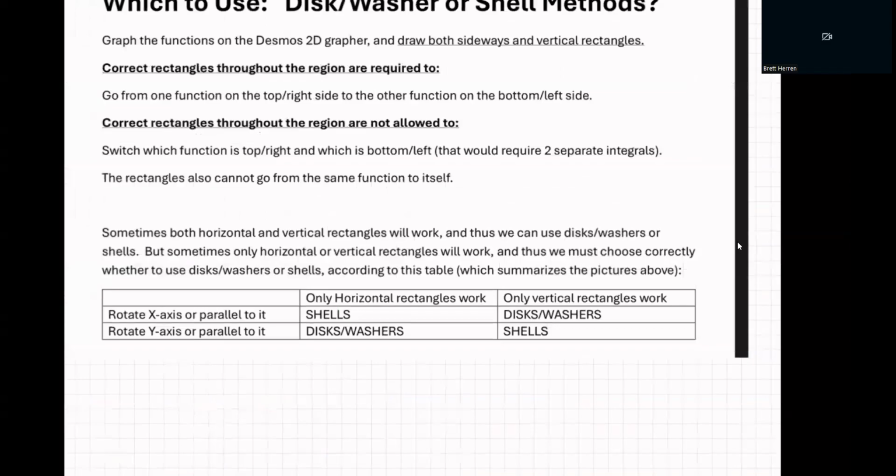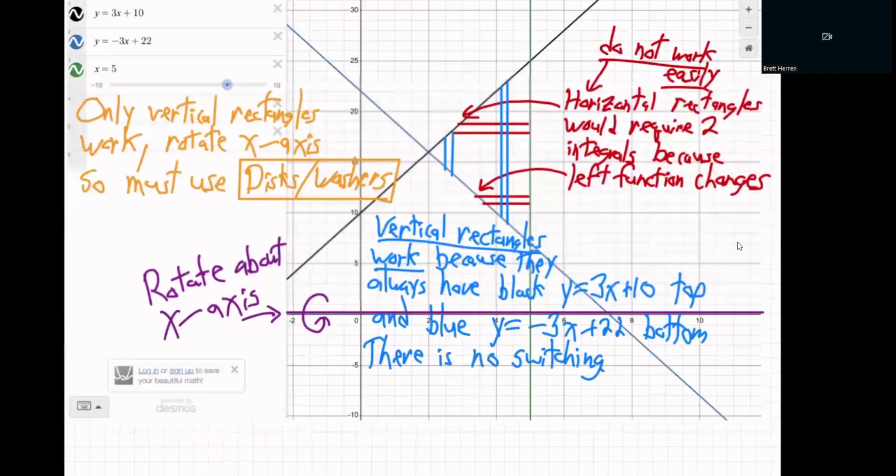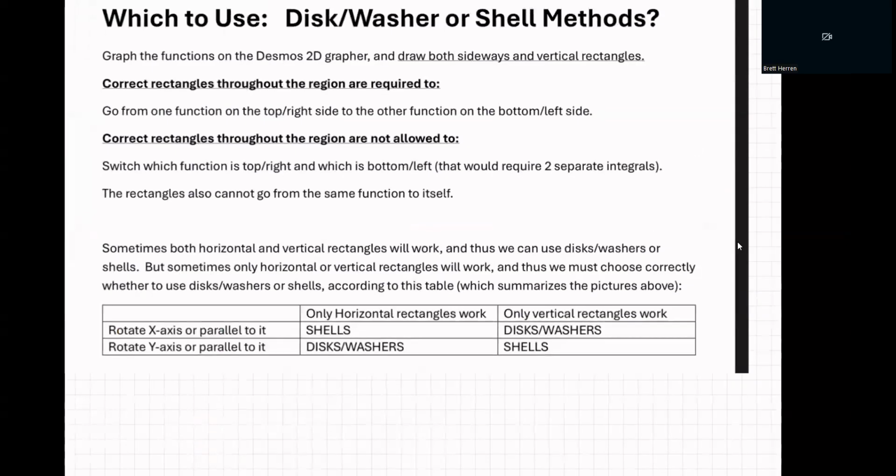Well, you can see on this table, if you have only vertical rectangles, x-axis, discs and washers are all that's going to work. And that's what I wrote right here. Only vertical, rotate x-axis, disc washers. So that's how we know it's a disc washer. So I go, okay, discs and washers.